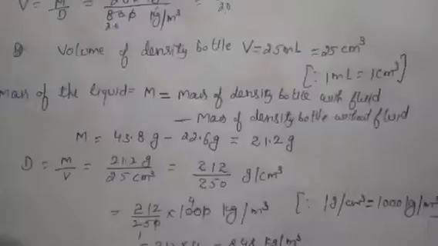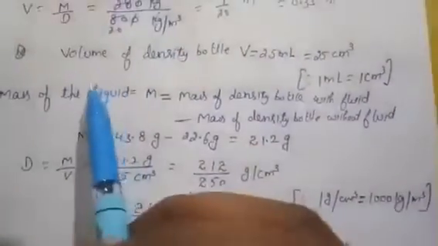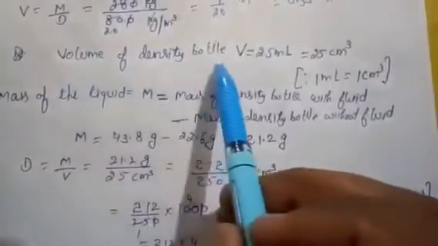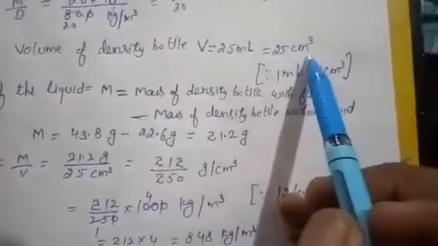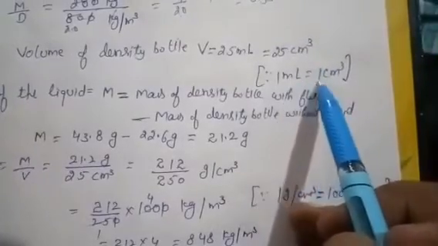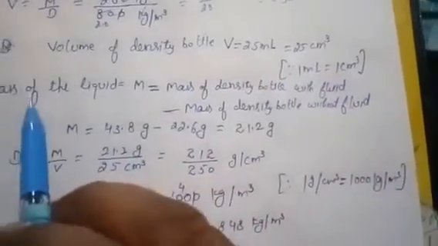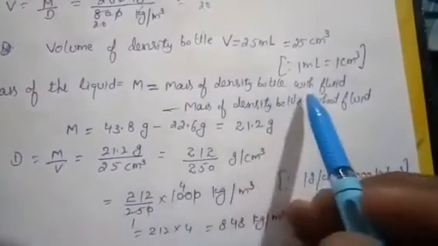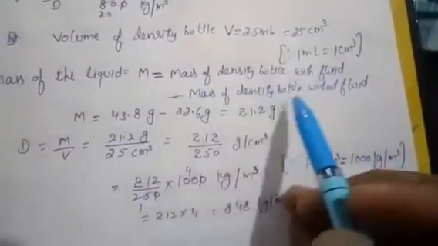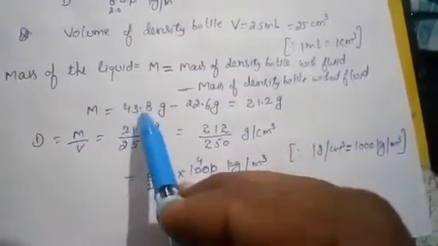further SI unit. Now here, according to the statement, the volume of the density bottle is equal to 25 milliliter, and milliliter will be converted into centimeter cube. As we know that 1 milliliter equals 1 centimeter cube. So what is the mass of the liquid? That will be equal to mass of density bottle with fluid minus mass of density bottle without fluid. So put these values.